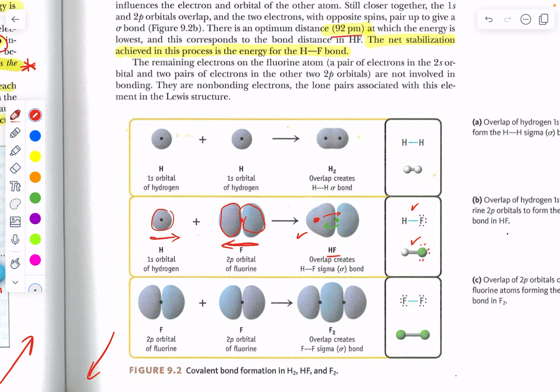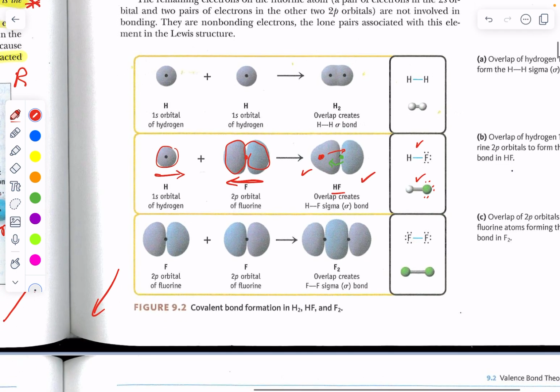And then here's what our orbital notation is going to look like, or picture is going to look like. Now, what about in diatomic fluorine, F2?